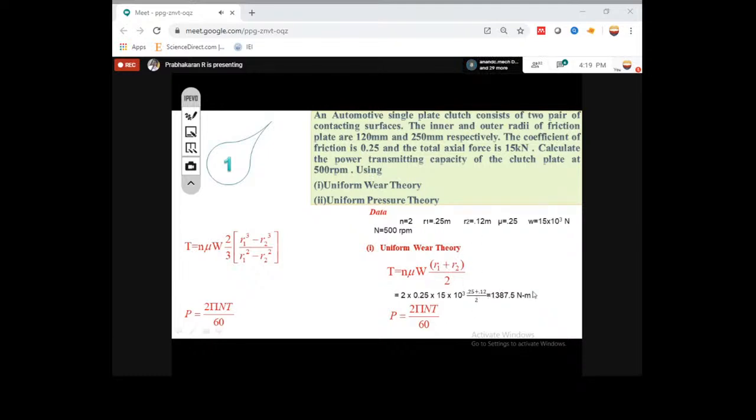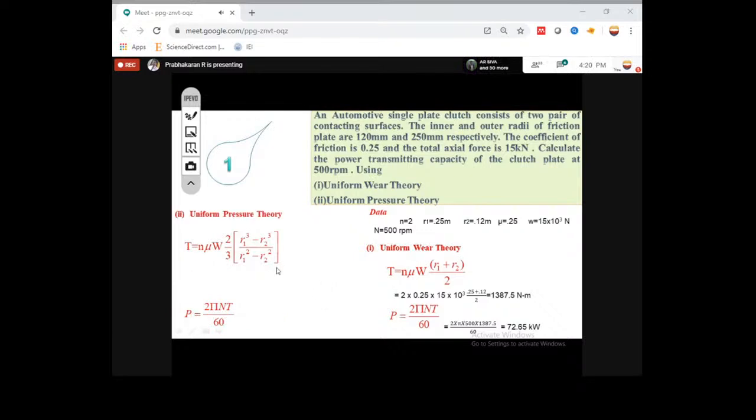Finally, you will get the torque value. You can substitute the torque value in the power, so you get the power in watts. Finally, you can convert into kilowatts. Here you can't get kilowatts directly, you will get watts, because whenever you substitute torque in Newton meter, the power comes in watts. So finally, I have converted it into kilowatts. Very basic thing. I have considered uniform wear theory to solve this problem.